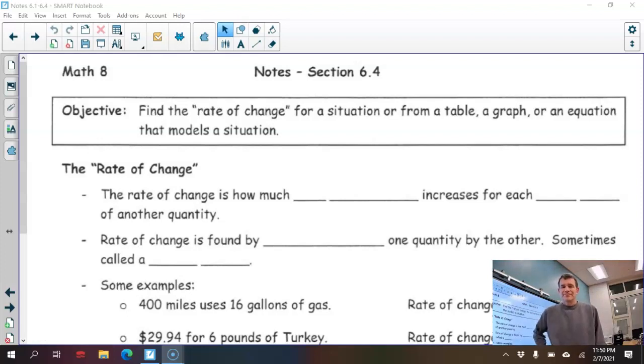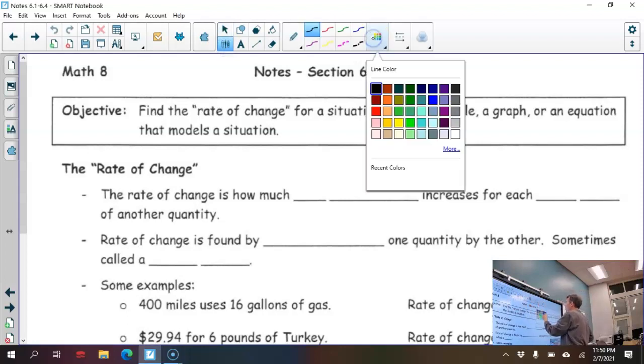Hey Math 8, we are moving along with Chapter 6 today. We are moving to Section 6.4 where we are going to learn to find the rate of change. And we will use stuff we already know to do this, so let's do it.